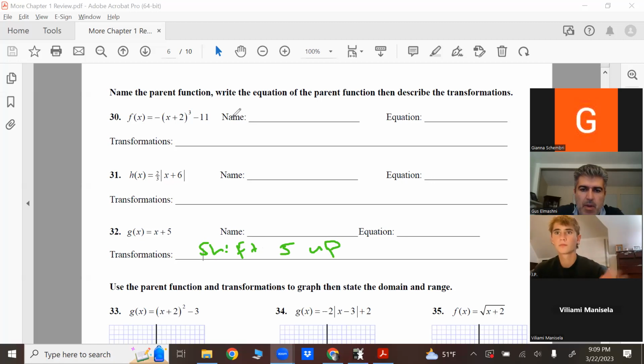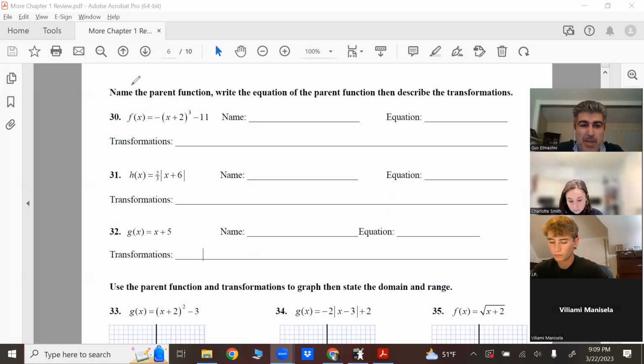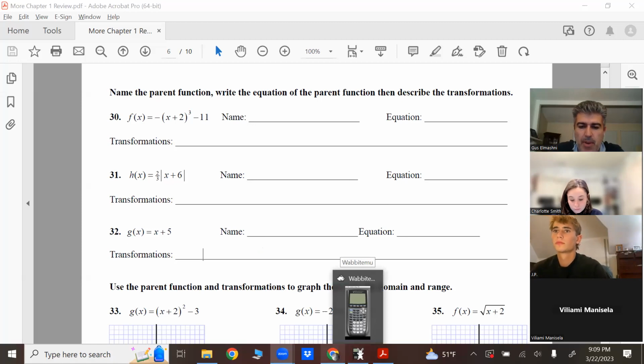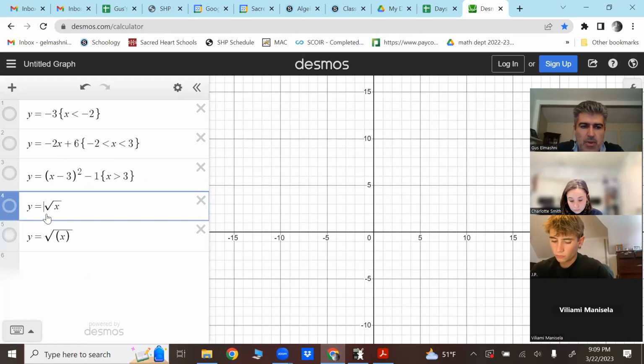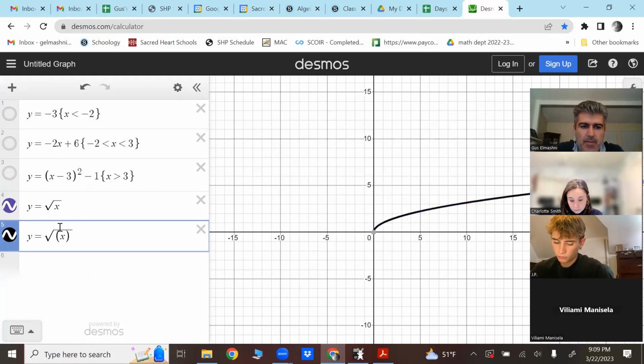How do you know when it reflects about the y? Great question. Whenever the negative is out in front, let's go back to Desmos again. Really your best bet to answer those questions is to go to Desmos. Usually square root of x is a good parent function because it does a lot of different things. It points in a lot of different directions. So here's root x. Let me turn it on.